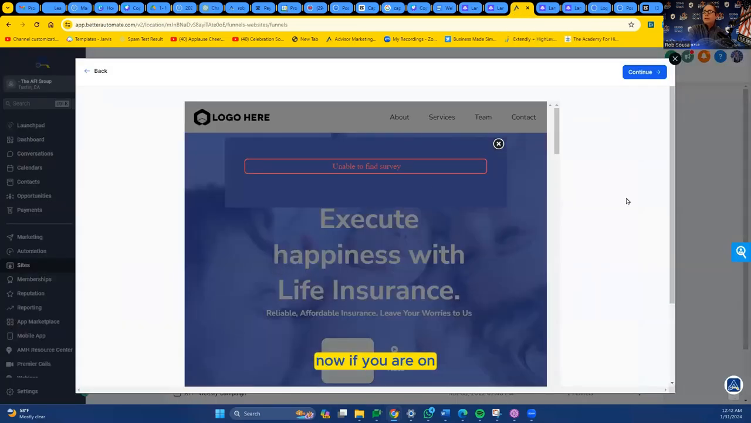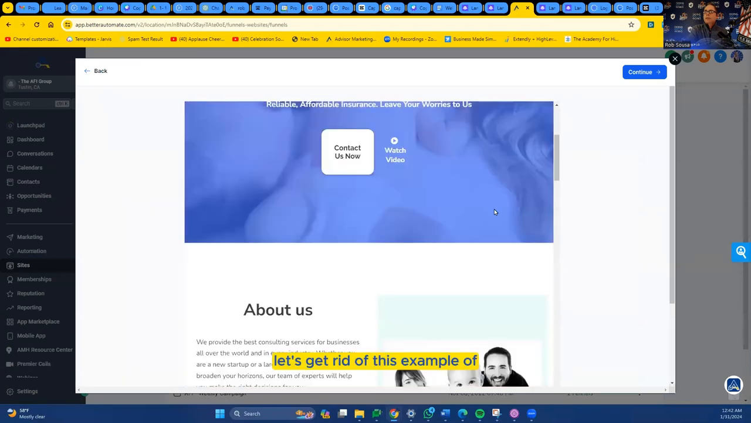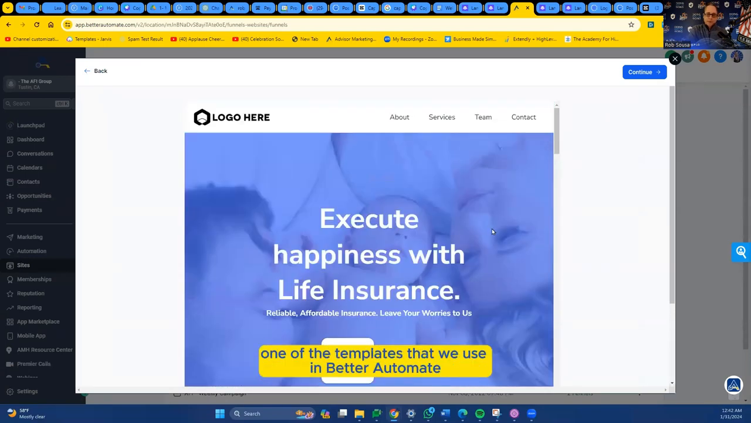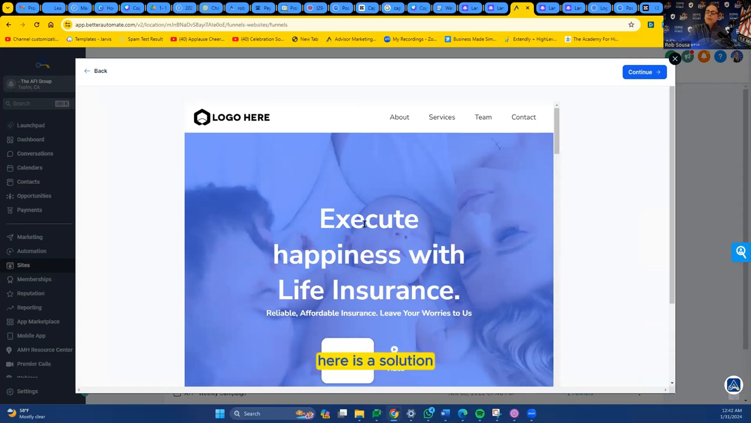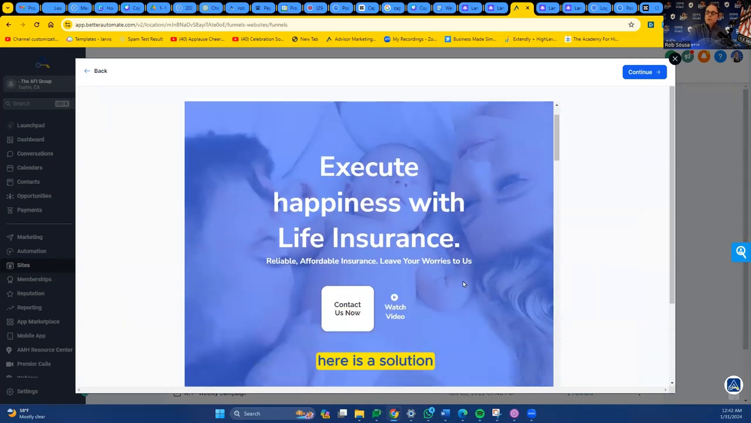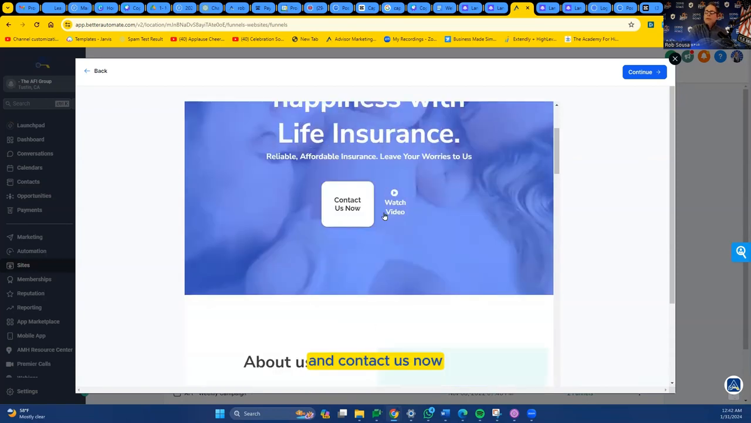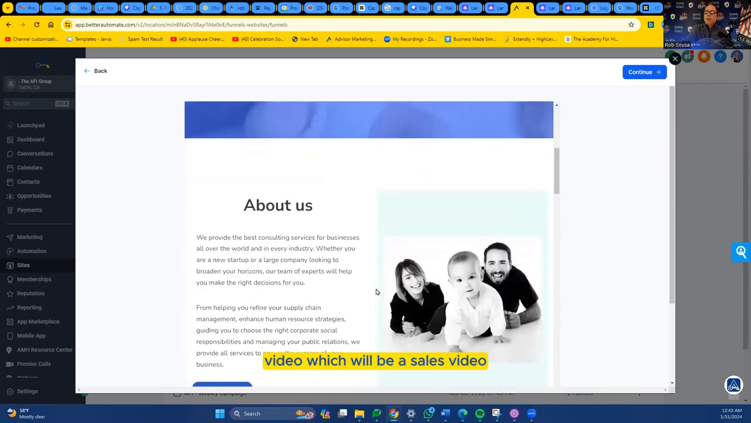Okay. Now, if you are on our platform, which is Better Automate, here is an example of one of the templates that we use in Better Automate. And so here again, good example. Here is a solution, which is in this case, life insurance, and contact us now. And then you can also embed a watch the video, which will be a sales video.